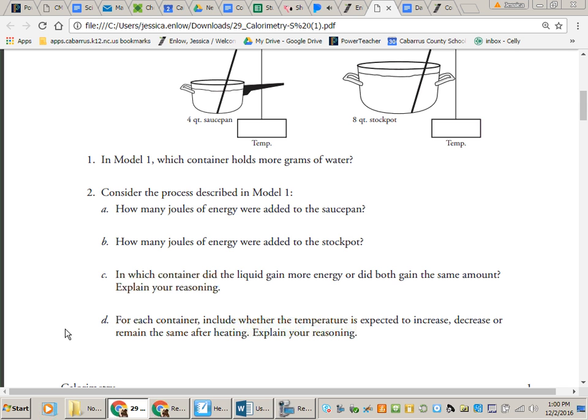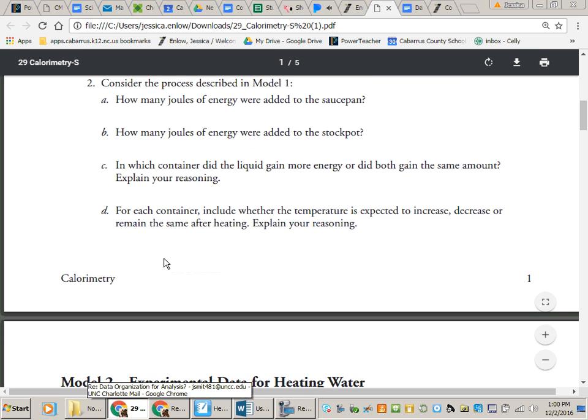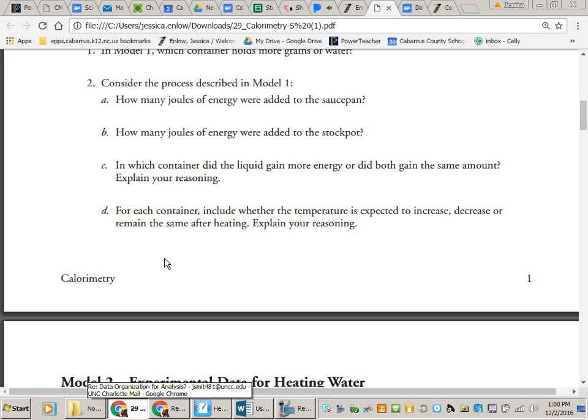So table up here, Gray's table. How many joules of energy were added to the stock pot? 150, yeah, again, because we're doing the same process, heating over the same amount of time. So the same energy was applied to both of them, right? So in which container did the liquid gain more energy, or did they both gain the same amount? What do you guys think up here? They gain the same amount of energy because the quantity of joules was exactly the same.